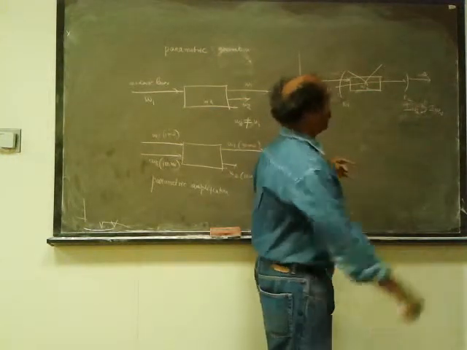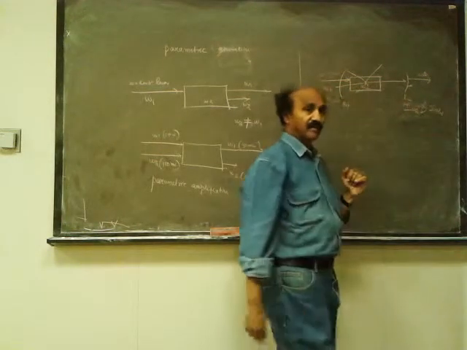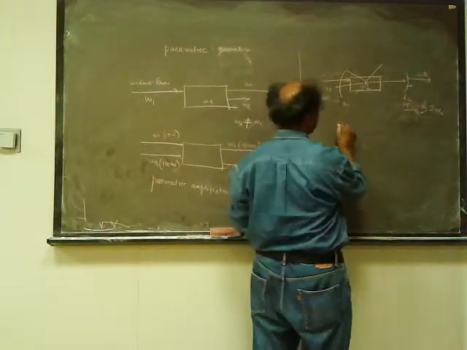After some time, you get only omega 2. Omega 1 will be coming little, very little. This is called parametric oscillator.